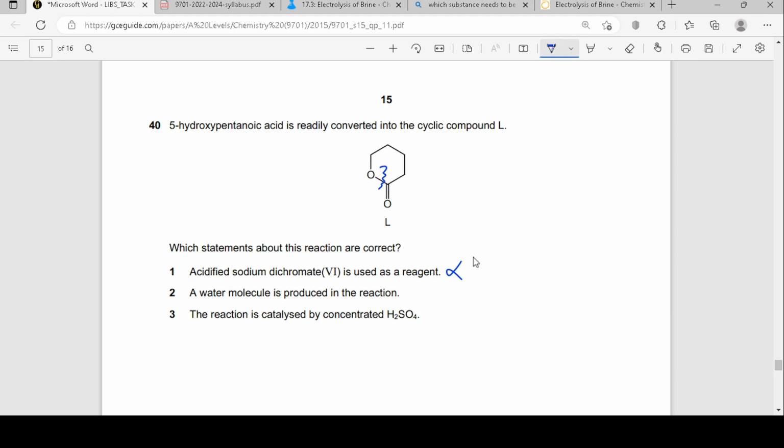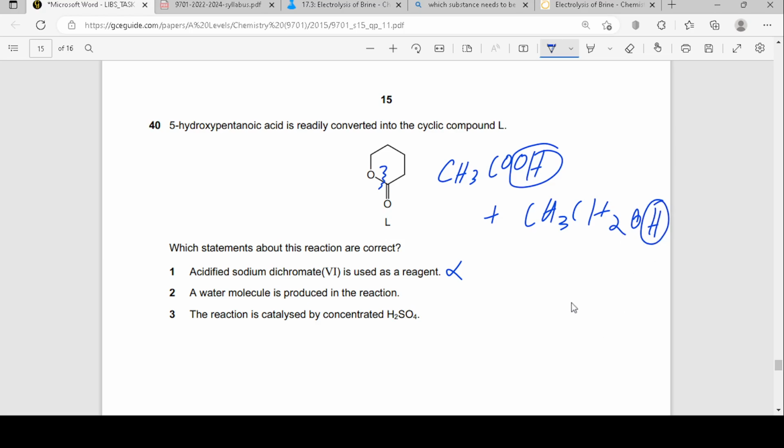I don't know what to call it exactly. I guess it's called the cyclic ester, I would assume. A water molecule is produced in the reaction. Yes, because when you have CH3COOH and CH3CH2OH combining, how does the ester form? Well, you lose OH from the carboxylic acid and you lose H from the alcohol, and then you get the ester part, and you also get H2O lost, right? So a water molecule is produced in the reaction.